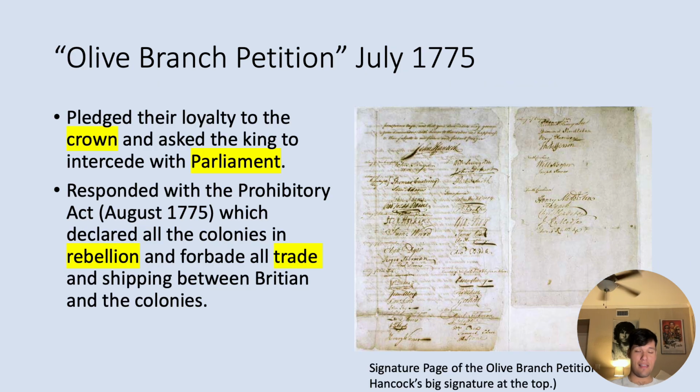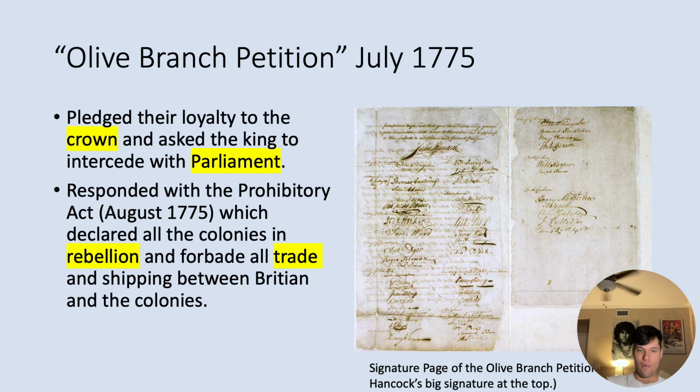Okay, let's go ahead and start slide 7, right? So despite these battles going on, and in hope for peace, we're going to be talking about the Olive Branch Petition. And this took place in July 1775, and they sent the Olive Branch Petition to King George III, right, pledging their loyalty to the crown and asking him to intervene with Parliament on their behalf. But unfortunately, the king responded with the Prohibitory Act in August, declaring the colonies to be in rebellion and forbidding all trade between Britain and the colonies, right? In response, it made it clear that a peaceful resolution was no longer possible.